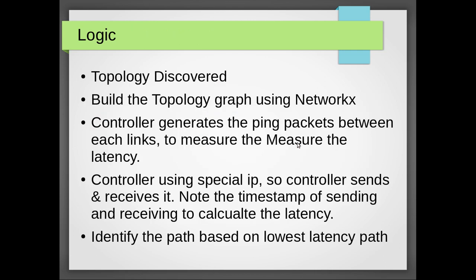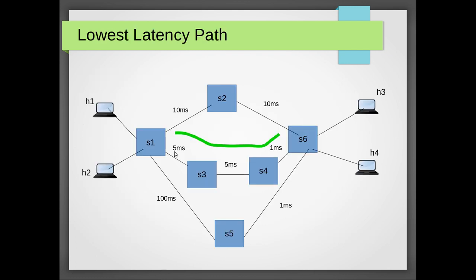So how does this work? We first discover the topology using NetworkX to build the topology graph. So how are we measuring the latency? The SDN controller generates ping packets for each link. The controller generates the ping packet and sends it out of the S1 port, which will be received by S3 on this port, and then sent again to the controller. Now the controller knows what time the packet was sent and what time it was received. So the controller has the timestamps, and now it knows the latency of the S1 to S3 link.